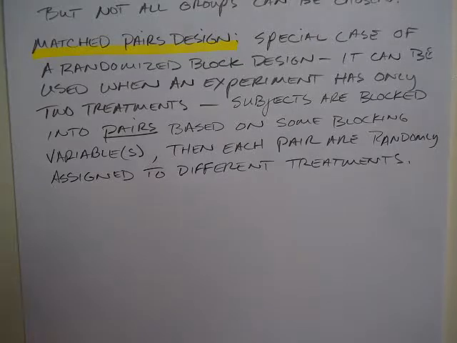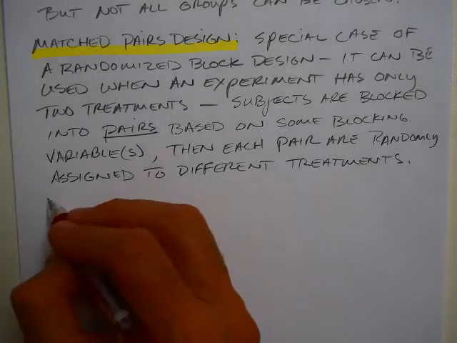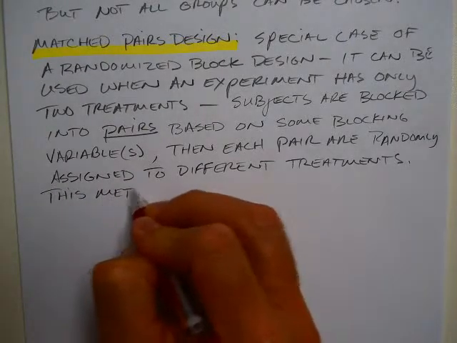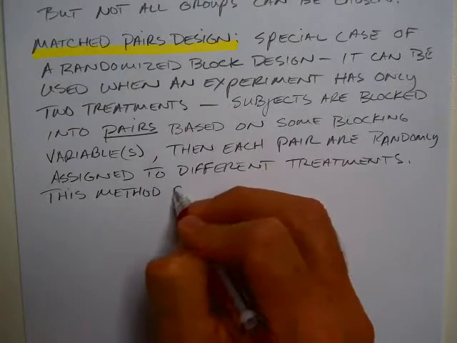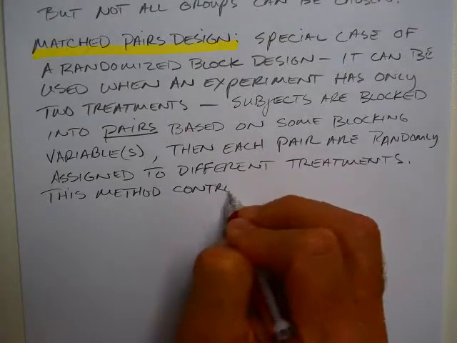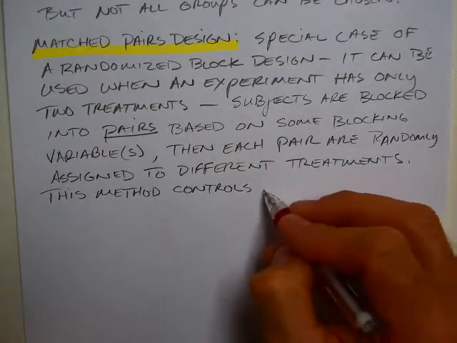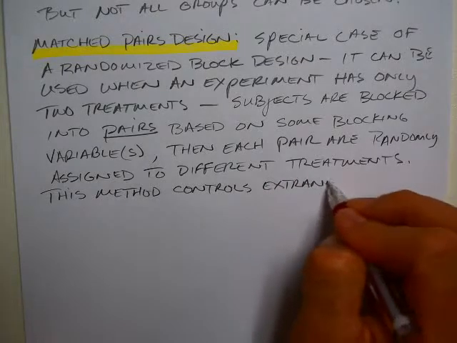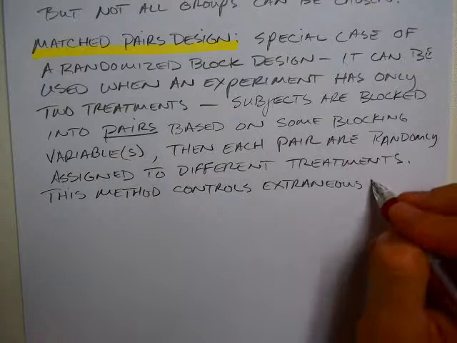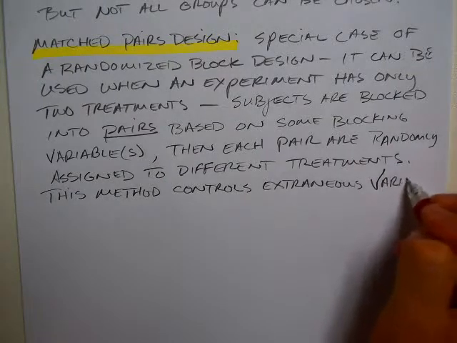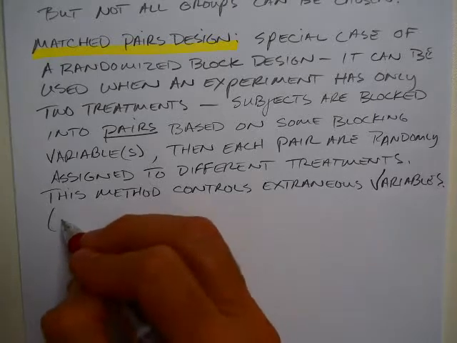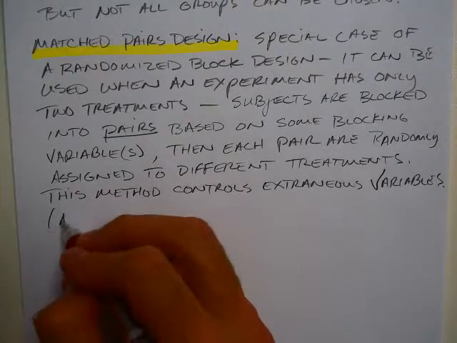This method controls extraneous variables, or it attempts to control. As mentioned, age and gender are big ones.